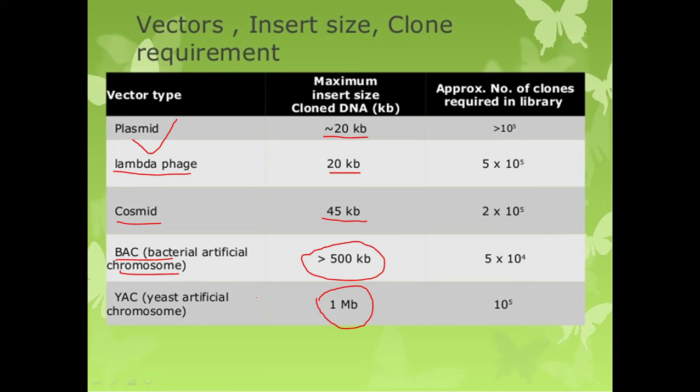That means if you want to insert a small size DNA fragment into the vector, you have to utilize plasmids. And if you have larger DNA fragments, greater than 500 kb or around 1 megabase pair, then you have to utilize yeast artificial chromosomes.